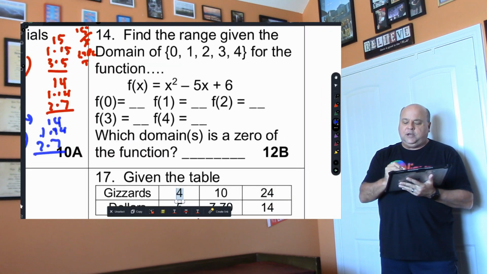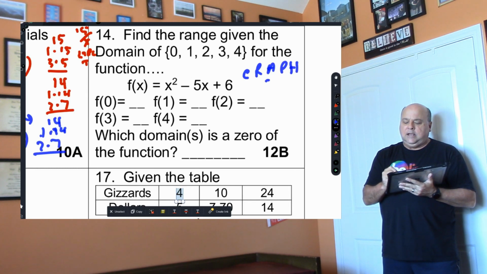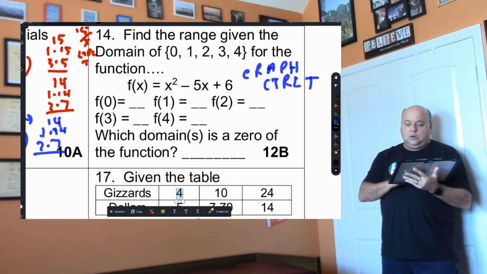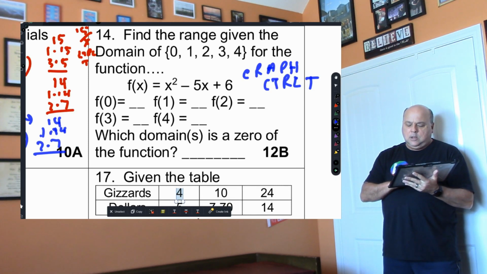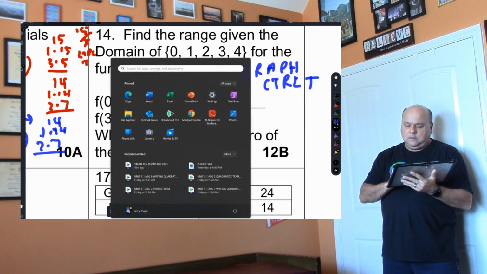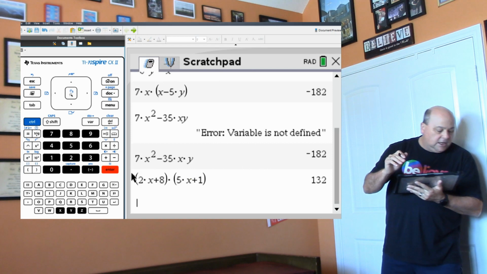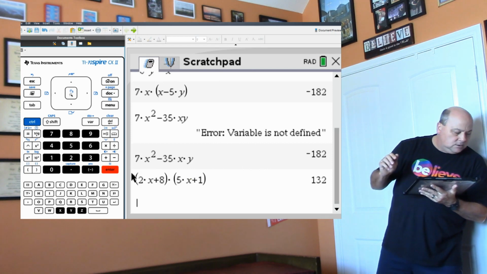On this one here, we're going to graph and hit Control T. Or I'm sorry, graph. Yeah, Control T will give us these numbers. So let's go. Is this the same? No. Let's go to our calculator. It's x squared minus 5x plus 6.